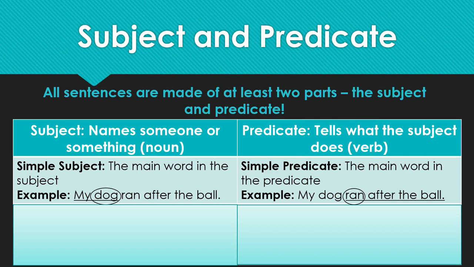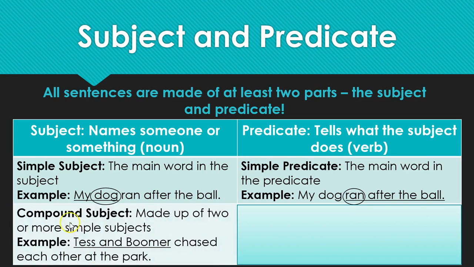But sometimes, what if we have a longer sentence where it has more information, possibly about two or more things? That's where we get into a compound subject. It's made up of two or more simple subjects. And remember, the simple subject is the main word in the subject, that noun. So this example says Tess and Boomer chased each other at the park.